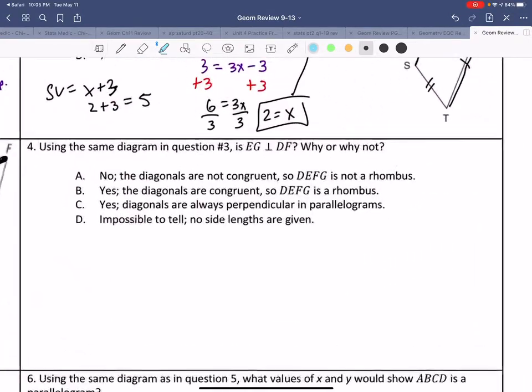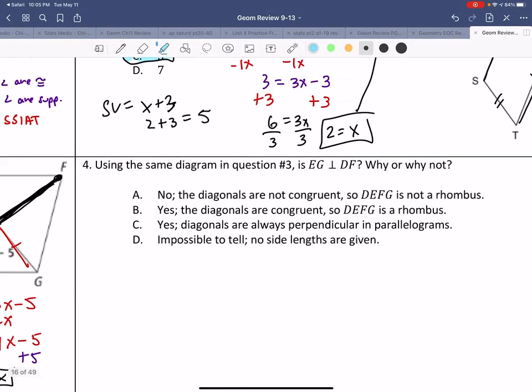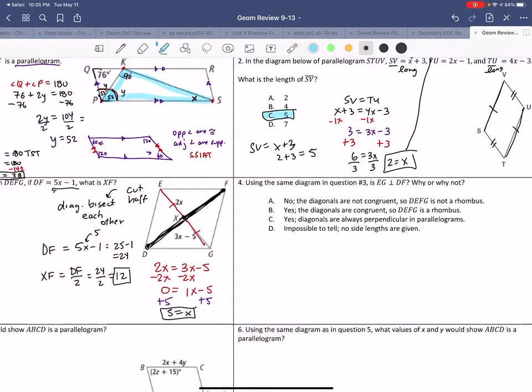Question number 4. Using the same diagram as question 3, is EG perpendicular to DF? Where is EG, does it meet this at a 90? So we know from our family tree that diagonals are perpendicular if we have a kite, or we have a rhombus, or we have a square. Right, so you see how these diagonals meet at a 90? These diagonals meet at a 90.